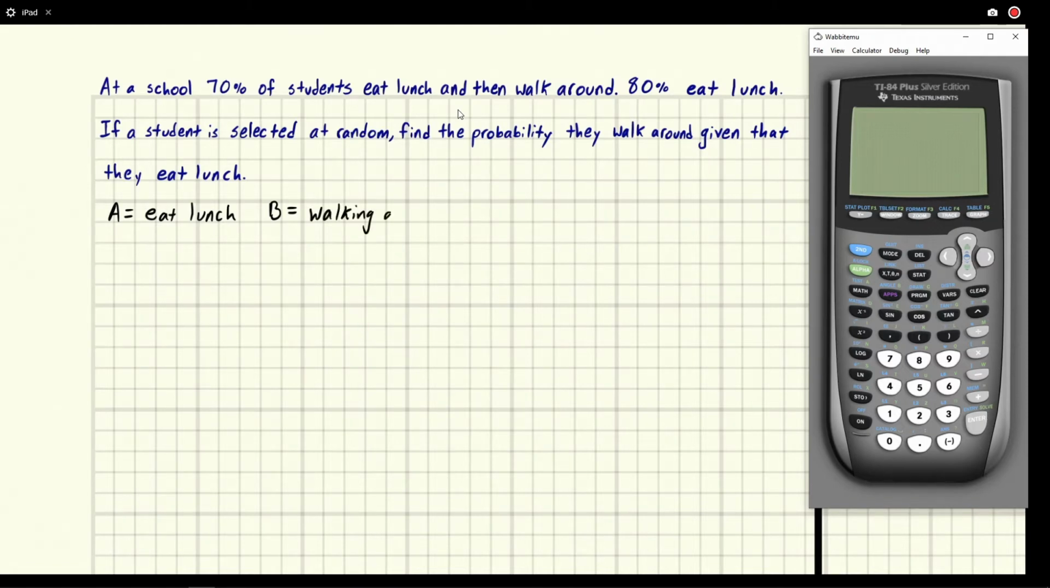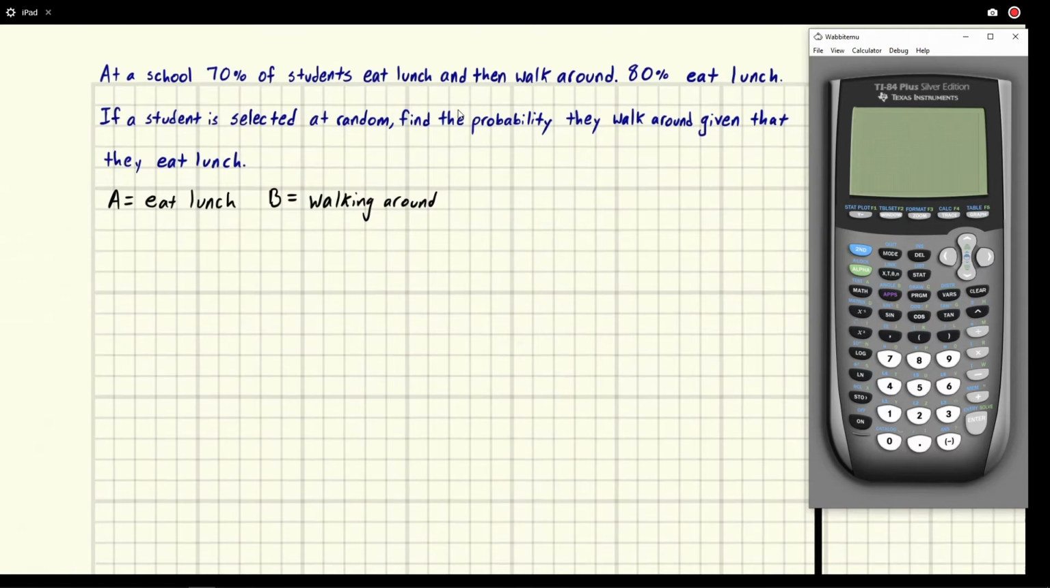Now that we have A and B, I chose A and B because all our probability formulas use A and B. I could have easily picked other letters like L for lunch and W for walk, and we could do it that way too. But in this case, A and B will make it easy to translate to our formulas.